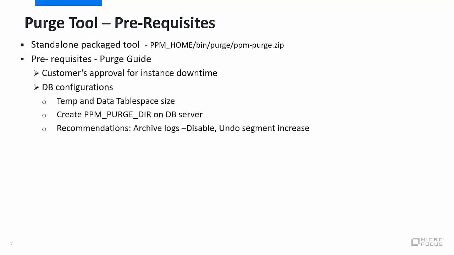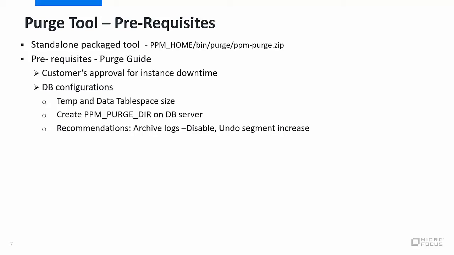So here are the prerequisites for the Purge tool. Purge tool is basically a standalone tool created by PPM product, but it is packaged with all the installations starting from 9.3 onwards. So you will see the ppm-purge.zip under ppm bin purge folder. So you can unzip that file, and there is a purge guide which is a part of the product documentation which gives all the details about the prerequisites and the steps that you need to use to actually complete the purge process.